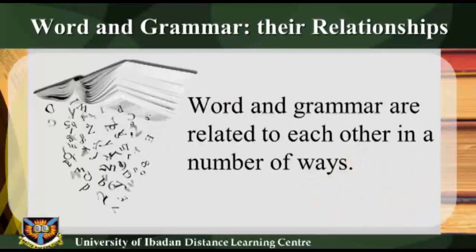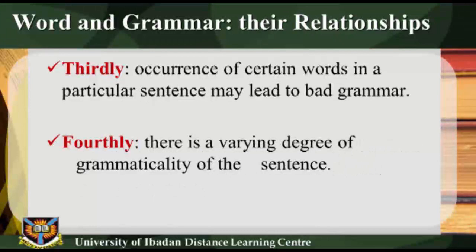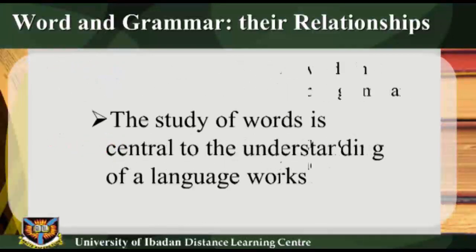Content, word and grammar, their relationships. Word and grammar are related to each other in a number of ways. Firstly, words constitute the building blocks for constructing sentences. Secondly, words are expected to come in a given order in a grammatical structure like the phrase, clause, or sentence. Thirdly, the occurrence of certain words in a particular sentence may lead to bad grammar. Fourthly, there is a varying degree of grammaticality of the sentence. This depends on the nature of words used. The study of words is therefore central to the understanding of how a language works.